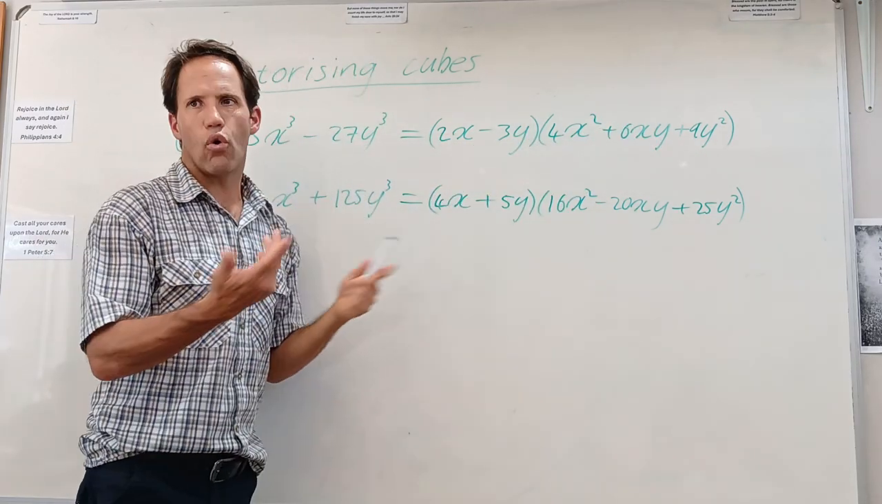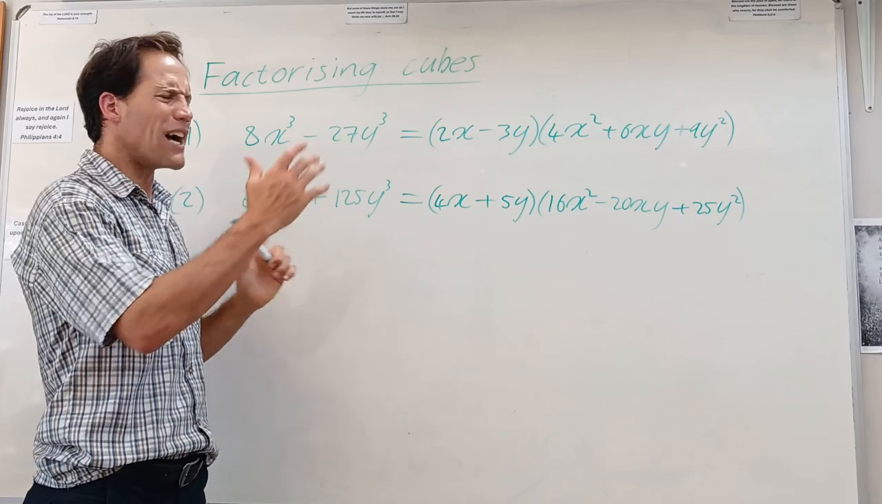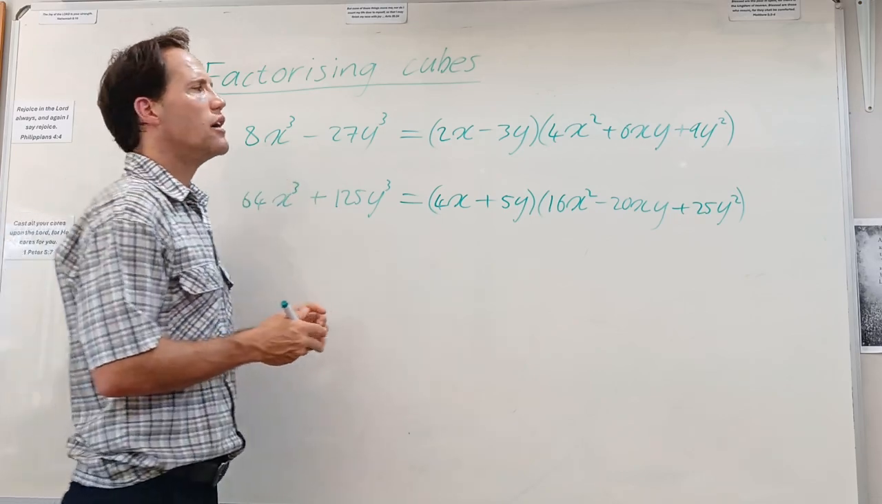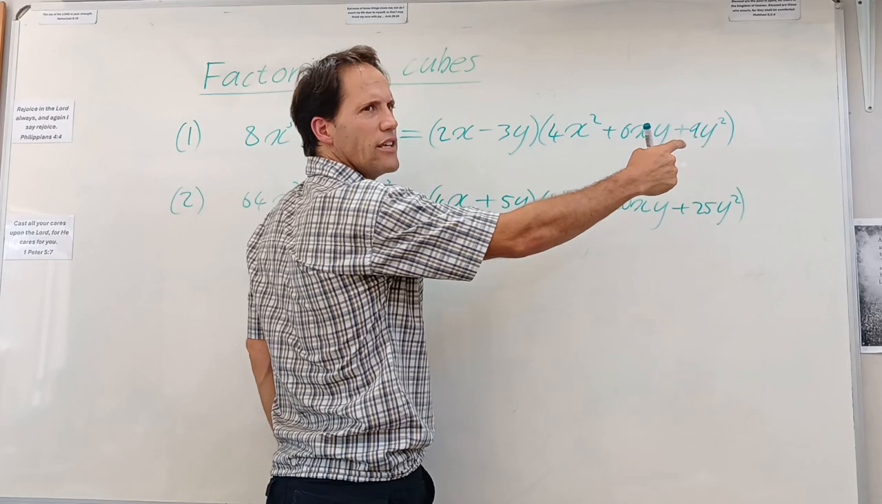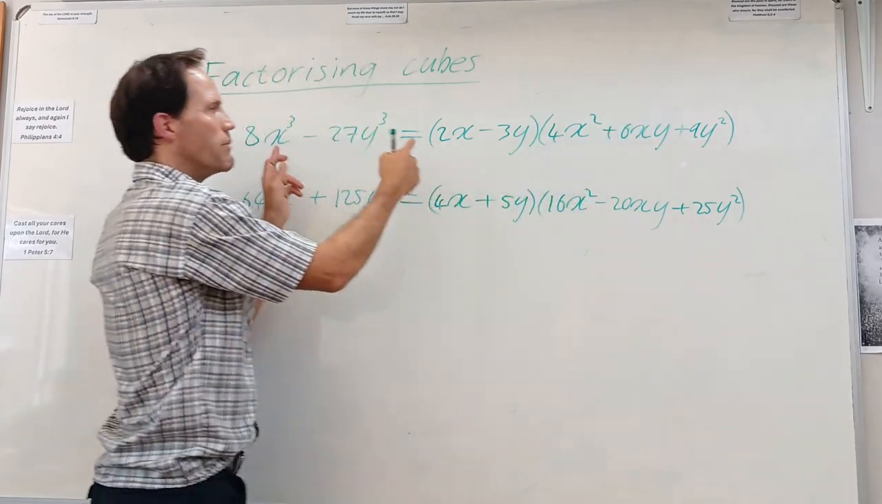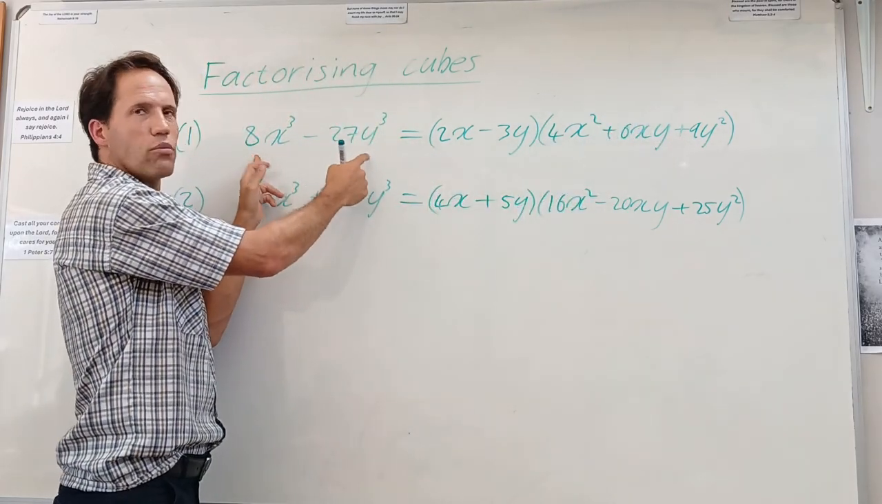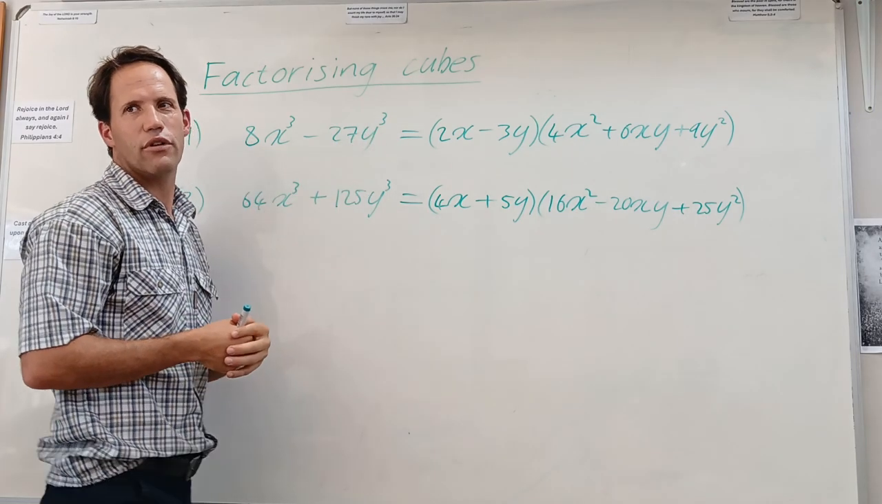And if you forgot the order, if you can't remember whether it was the plus first and then a minus, if you're not sure, write in what you think it is and then multiply it out and check if you get back to the original. If you get back to what you started with, then you know you factorized it correctly.